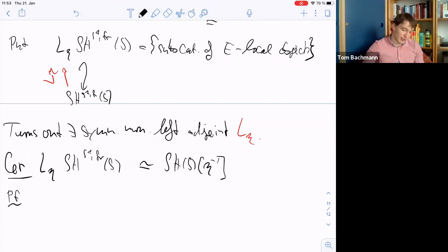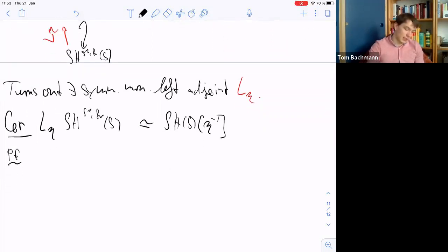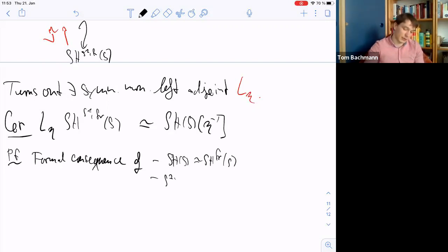Okay, I wanted to say something about the proof, but basically I just want to say this is not difficult, right? This is a formal consequence. If you want to see how, look at the paper, but it's a formal consequence of the fact that SH of S is SH framed of S, which is of course difficult, which is why I call it the corollary, and the fact that S11 is symmetric. So in SH, S1 framed of S.